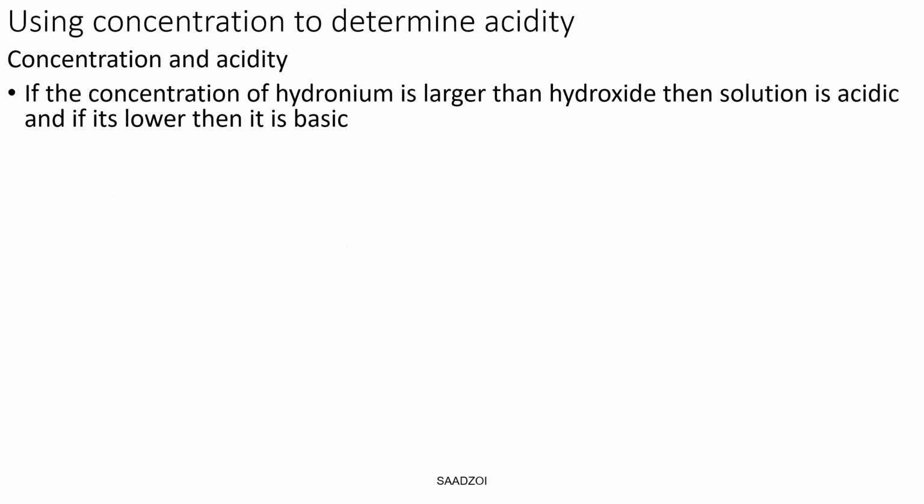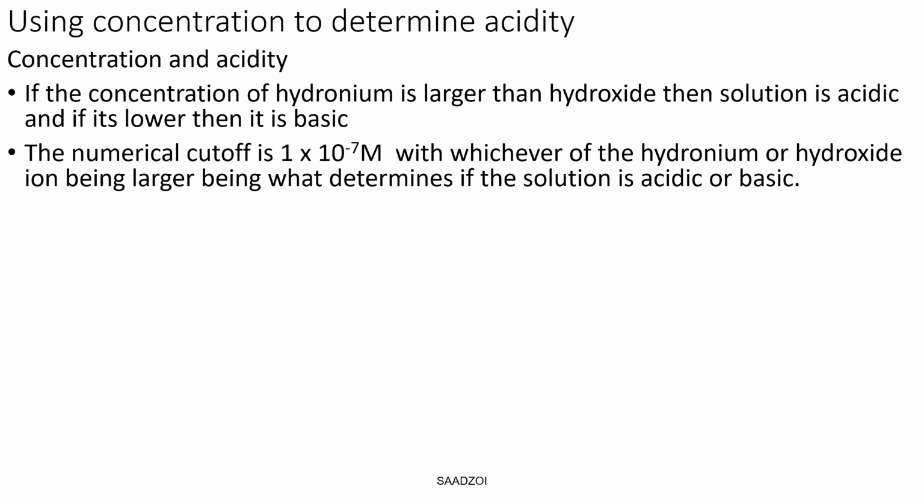If the concentration of hydronium is larger than hydroxide, you're acidic. If hydroxide is bigger, you're basic. So basically your determining factor is which one's greater, hydronium concentration or hydroxide, and from there you can determine if you're acidic or basic. The cutoff for this is this number. Whichever of the two, hydronium or hydroxide, is greater than this, that's what your solution is going to be. If they're equal to this, you're neutral.